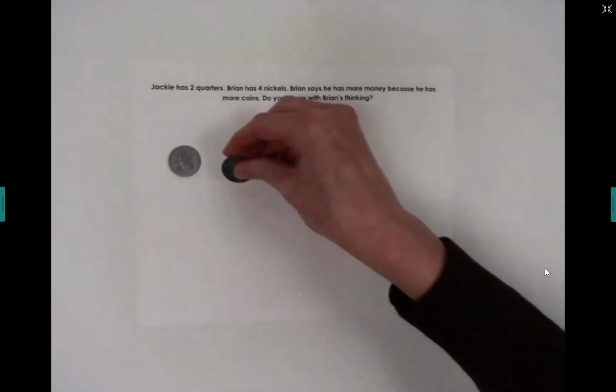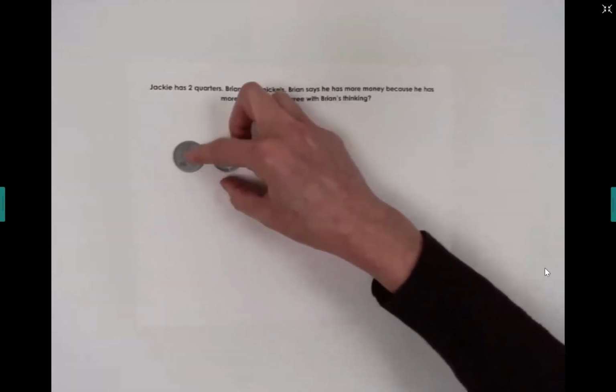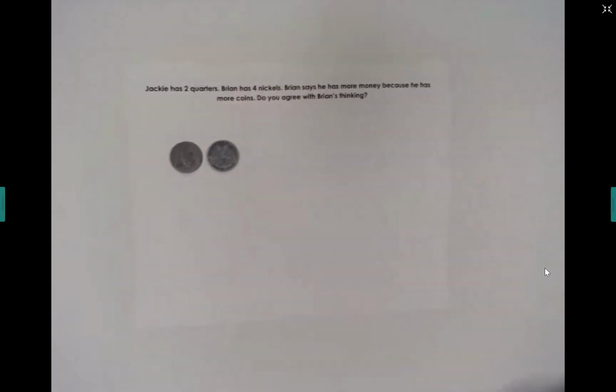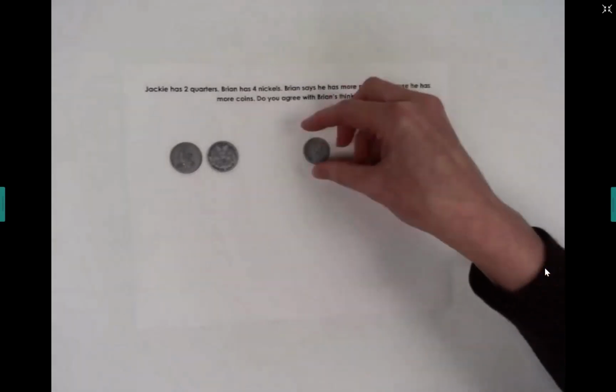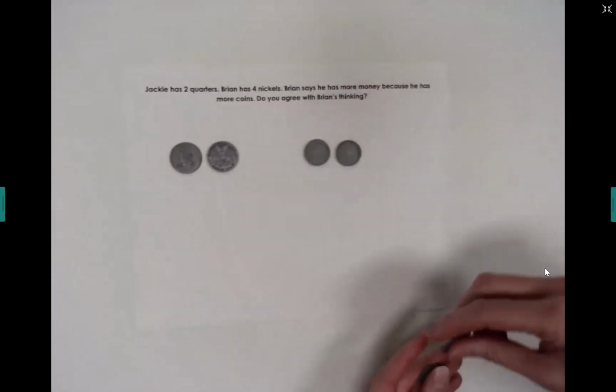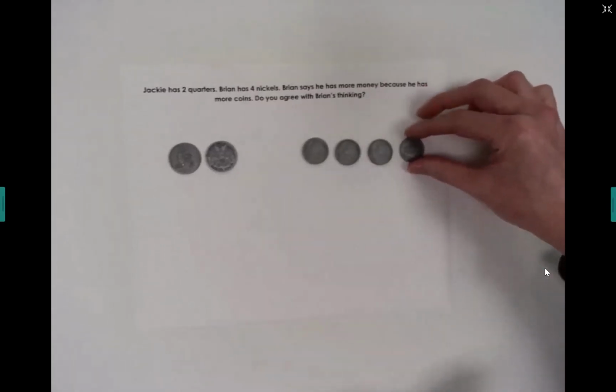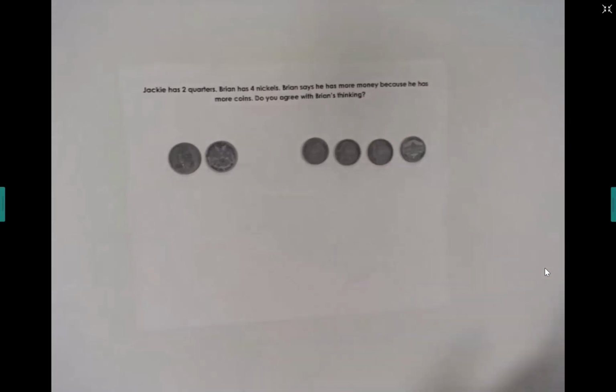She has 2 quarters. Right? So I can recognize my quarter here to model 2 quarters for Jackie. And then Brian has 4 nickels. So I'm going to get out Brian's 4 nickels. On this side, you can talk about how you know those are nickels and how you can distinguish them from quarters. That's also something that kids will commonly confuse or mix up because they look so similar in size and color. So talk about how you can distinguish the quarters from the nickels here.